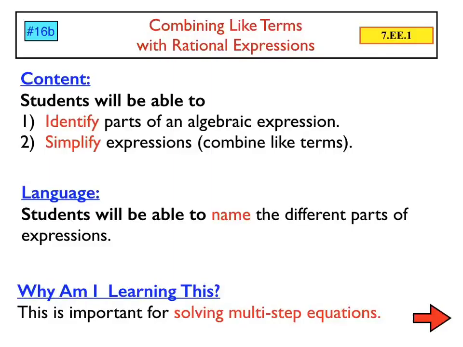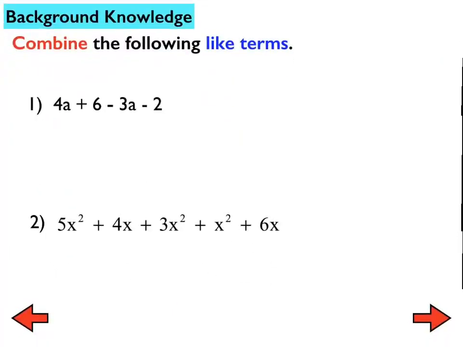Lesson 16b. We're combining like terms with rational expressions. So we've done this already with integers, and then we did it again with decimals. And now we're going to do that same thing with fractions. So let's talk about the parts of the expression and how to combine them if they have the same variable and exponent. Okay?